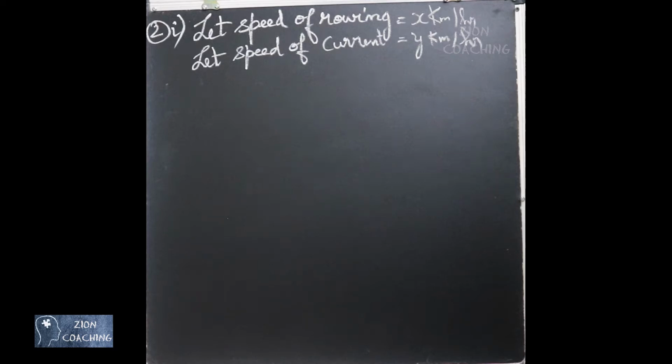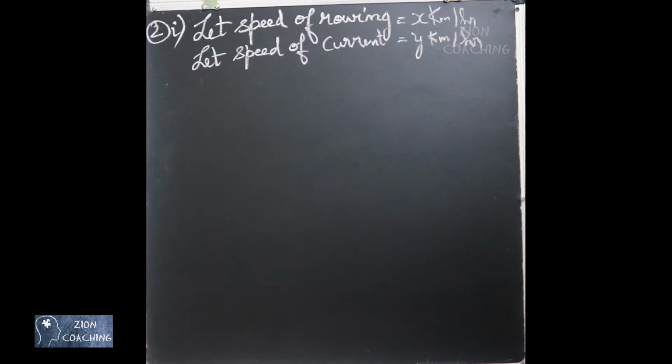she is taking 2 hours to travel 20 kilometers, and when she is moving upstream, means going against the flow of the river, in that case, she takes 2 hours to go 4 kilometers. They are asking us to find the speed of rowing in still water and the speed of the water current. So we have to find two things.